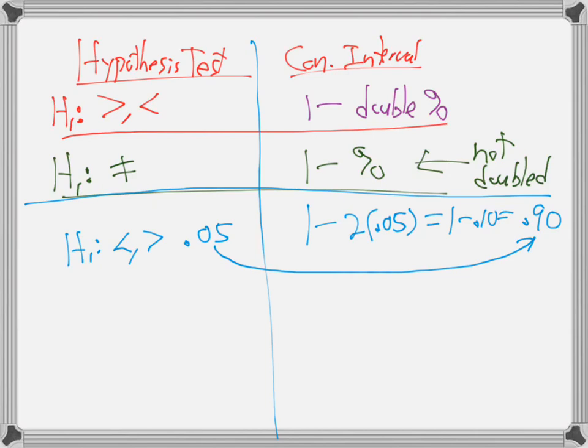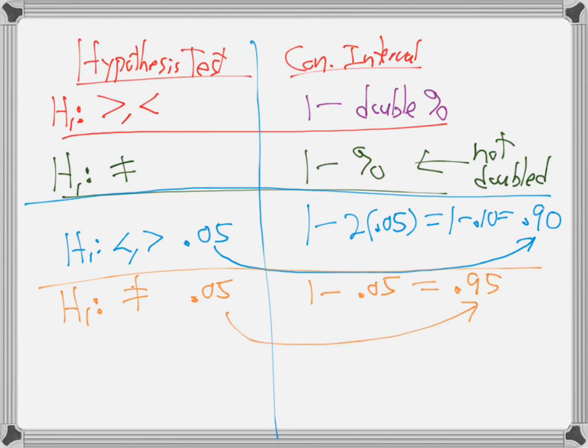Versus if your H1 was not equals and 5%, then you would take 1 minus 0.05, which would come out to 0.95, not doubled. Everybody see that difference? You want to write that down? Now, everybody get that written down?